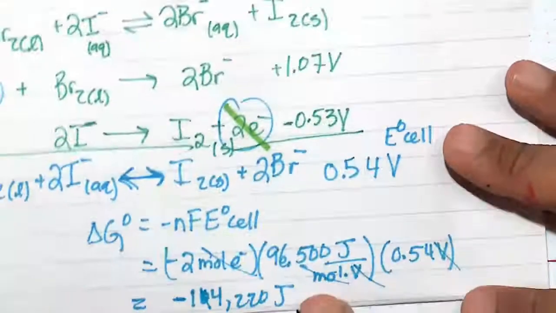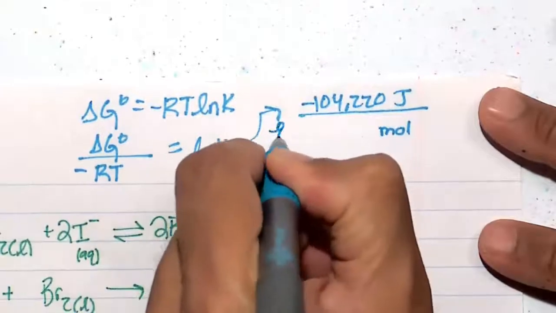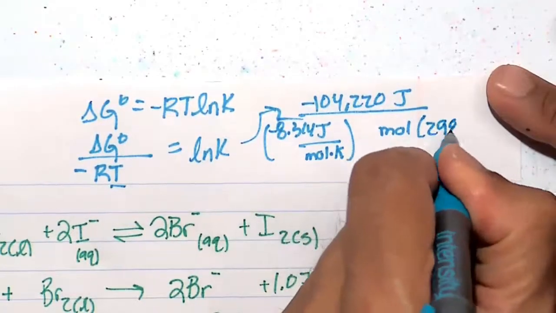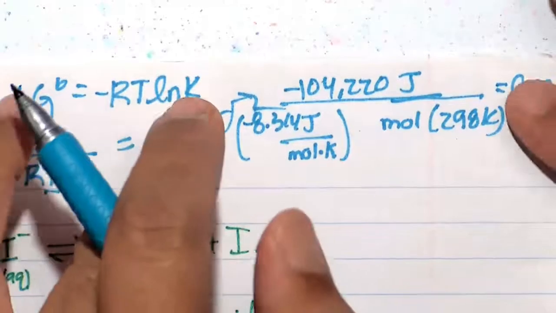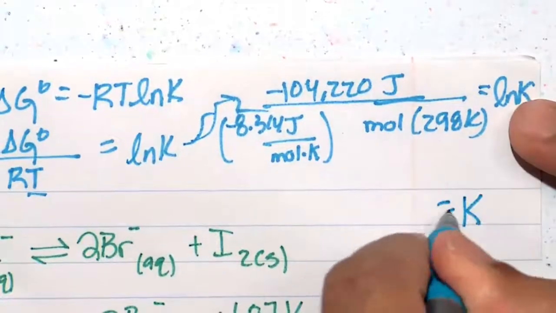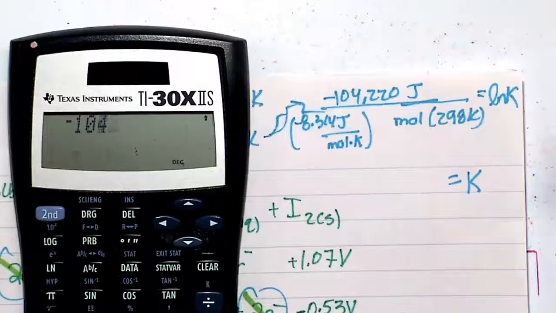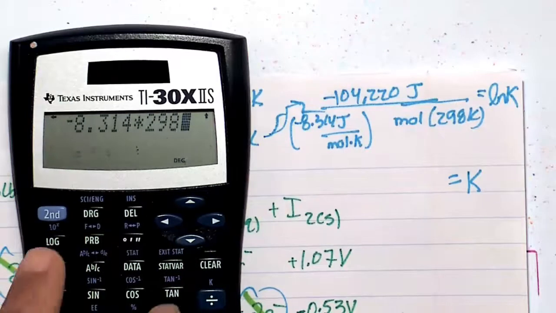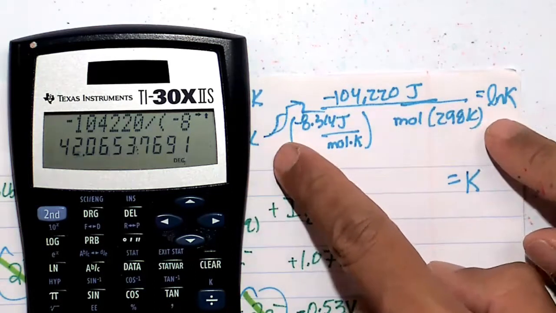So plugging in numbers: minus 104,220 joules per mole, over minus R, which is minus 8.314 joules per mole Kelvin, times T, which is 298 Kelvin. All of that equals the natural log of K. Let's solve for this and then take the inverse natural log to get K. We'll do this in one fell swoop on our calculator. The minus sign and minus sign cancel out with one another to give us plus. So minus 104,220 divided by minus 8.314 times 298. That equals natural log of K.